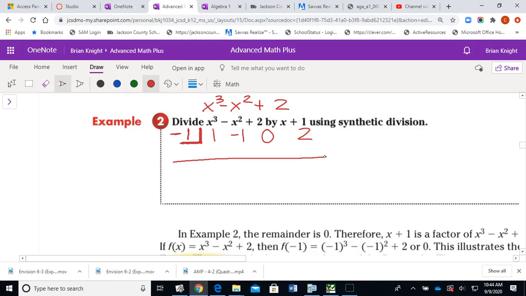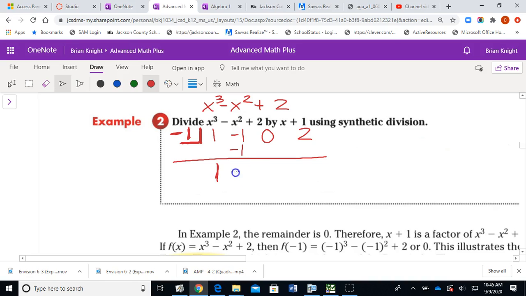And here's how you synthetically divide. Notice, no variables. We'll put the variables back in when we're done. So, you bring down the first coefficient. It's what? 1. So just bring it down. Then you say -1 times 1. What is that? You put that under the next coefficient. And then you add those up.